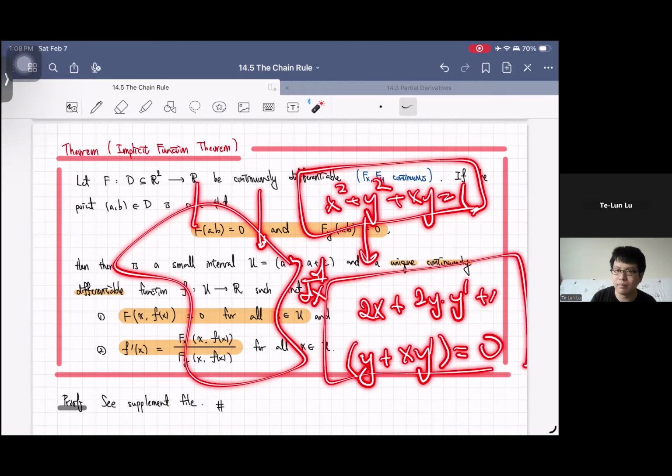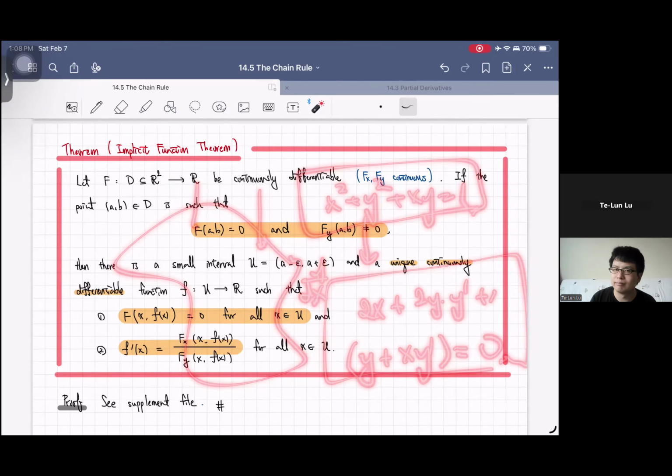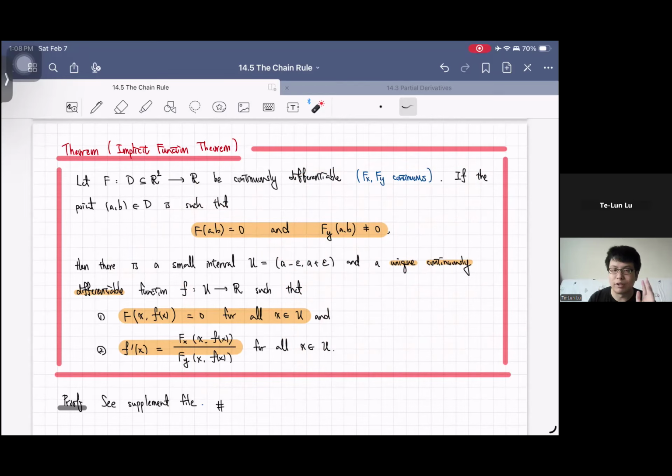And you can solve for y prime in terms of x and y. So that is called implicit differentiation. And now we want to formalize that kind of concept by this very nice theorem called the implicit function theorem. This is a very, very important theorem in calculus and actually in real analysis. I won't prove it here. It is a little bit difficult to prove, so you can see the supplement.